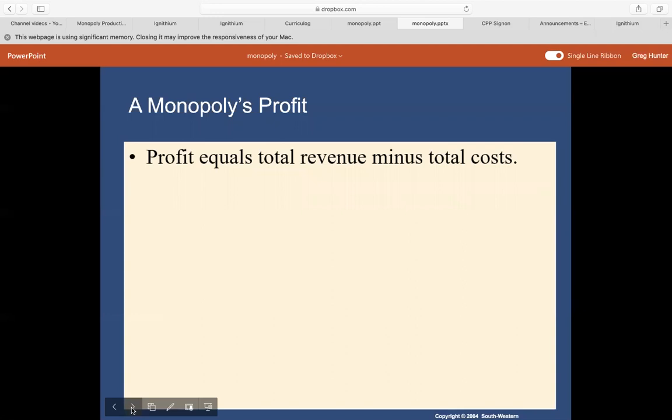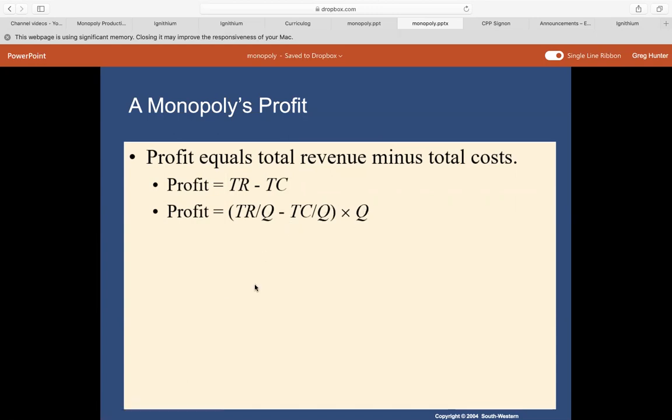For monopolists, profit equals total revenue minus total cost, just like for a competitive firm. We can rework this equation by dividing and multiplying by Q. It's just a little trick to see the relationships differently. Total revenue divided by Q is just price, and total cost divided by Q is average total cost. So we can represent profit as price minus average total cost times quantity.